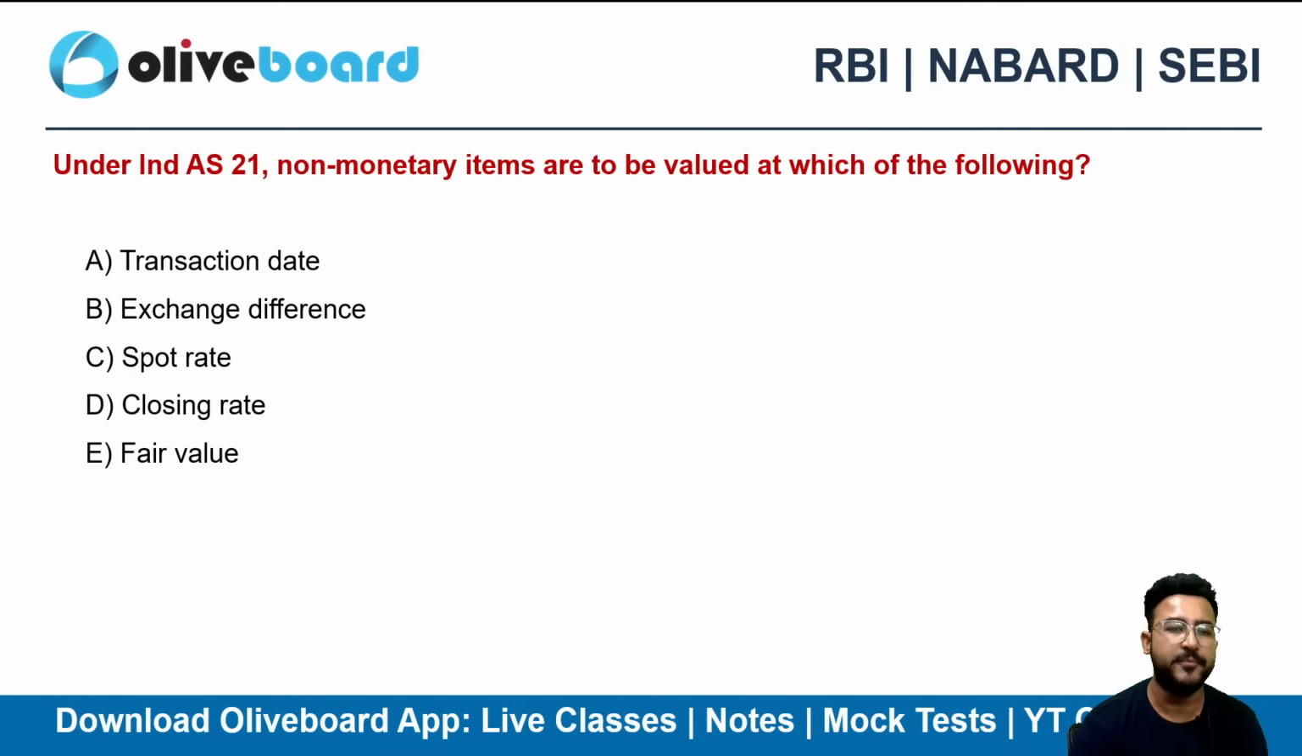Ind AS 21 is the Ind AS related to the exchange rate fluctuations. Non-monetary items are to be valued at which of the following? Can be important. Can be important.